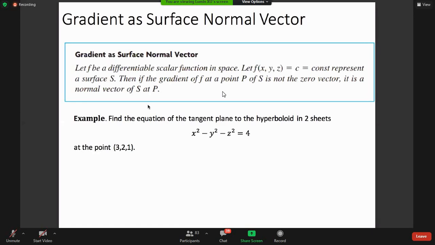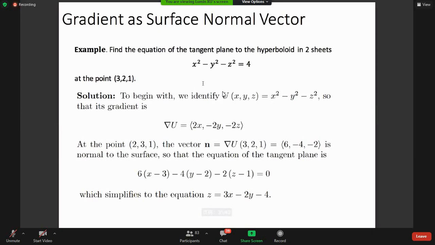Now let's look at this example. And in order to decide the tangent plane, we should first know which is the normal vector, right? So according to what I just introduced, the normal vector should be the gradient if it's not a zero vector, right? So we should first calculate, if this is a function u, partial u, partial x, partial u, partial y, and partial u, partial z, then we get the gradient according to the definition.